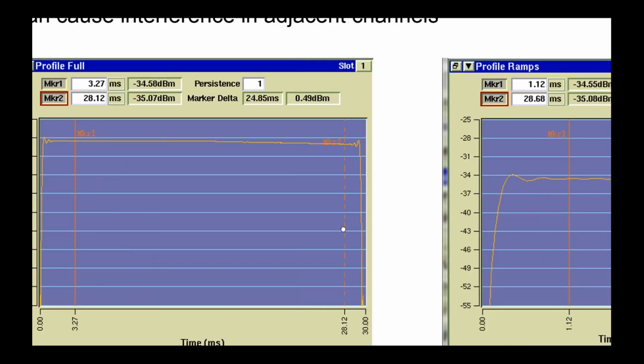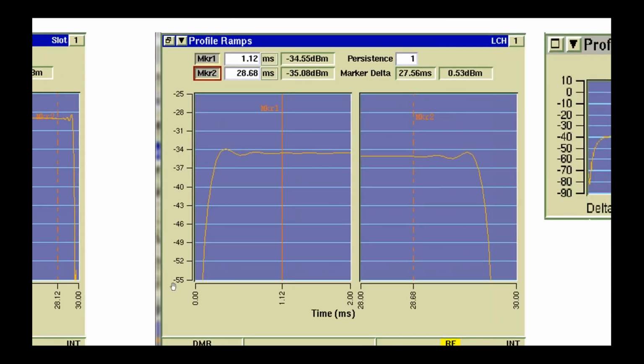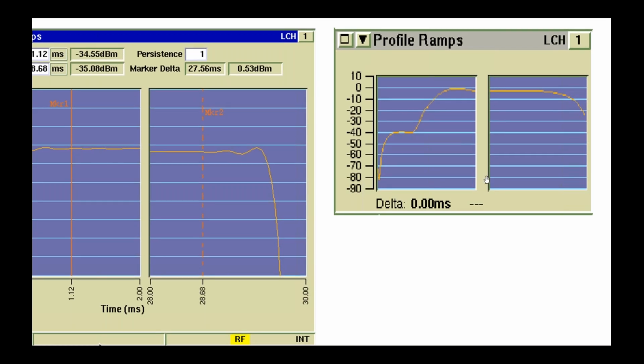And on the ramps, the beginning 3 milliseconds is higher than it is at the last 3 milliseconds. So that's actually an issue for magnitude error. And this smaller picture here is actually a picture of a real radio issue that we took a snapshot of. It's got different issues.